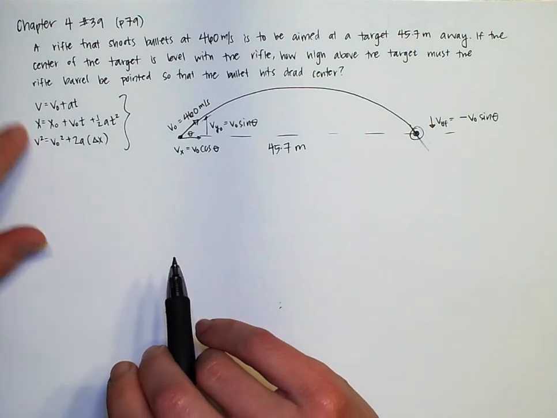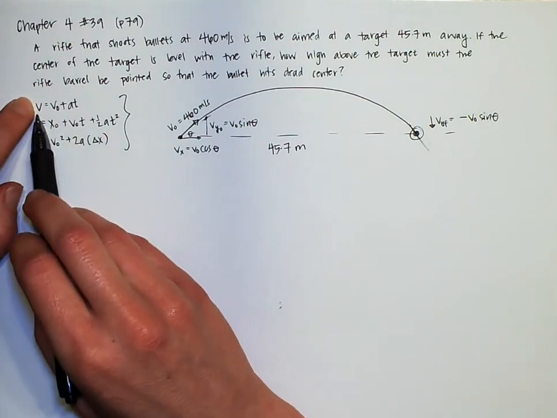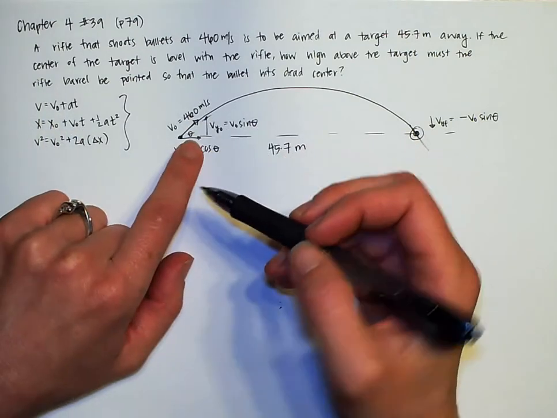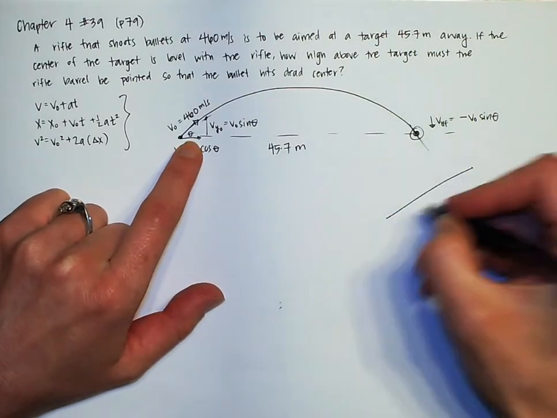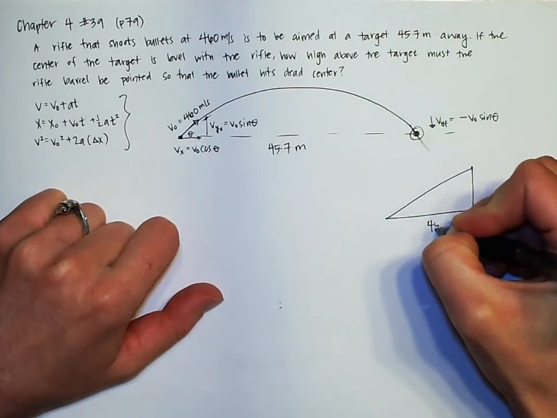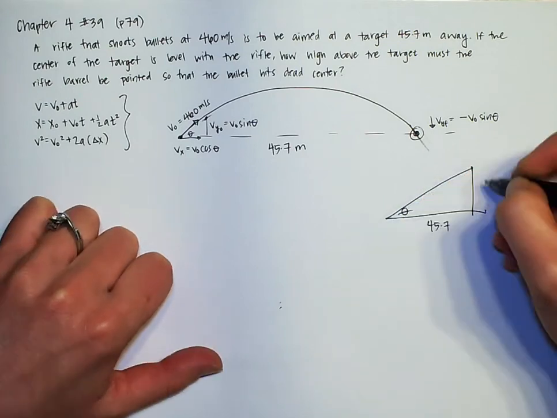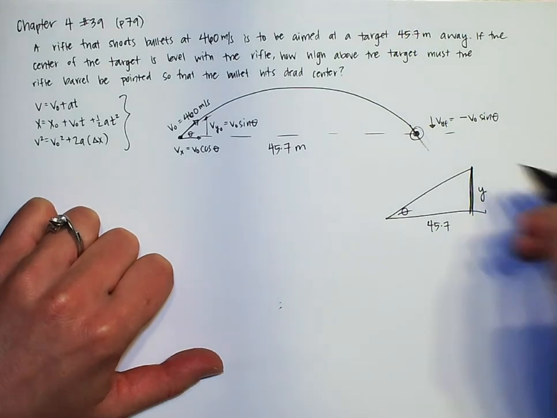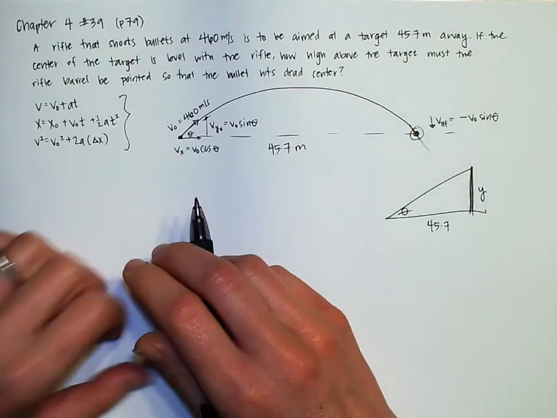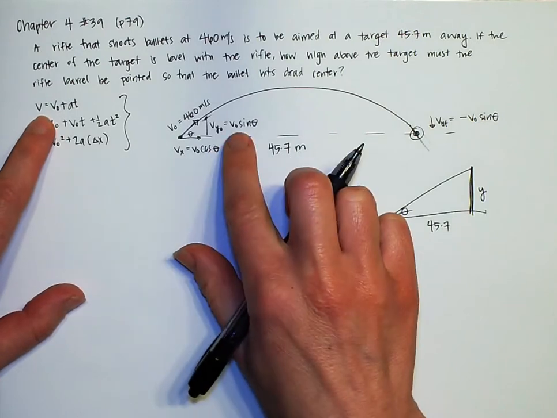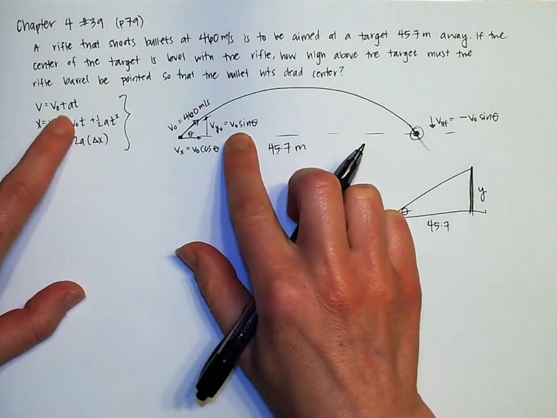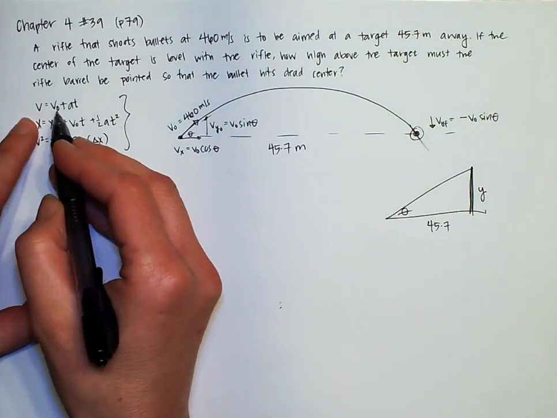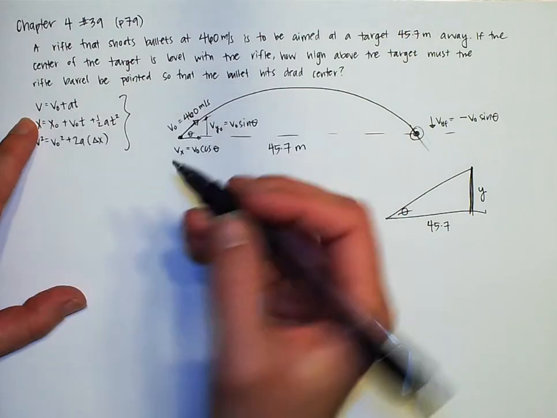So what I'm going to start with is our first equation, V final equals V initial plus AT. And really what I want to get is this theta right there. Because if I have theta, I know that the whole distance is 45.7, and then I can figure out how far above we are aiming just using tangent. So if I can find theta, then we're almost there. So I will use my y velocity, initial and final, with this equation. The reason I wouldn't use x is because x will be the same at the beginning and the end, and the acceleration is 0, so that wouldn't tell me anything.